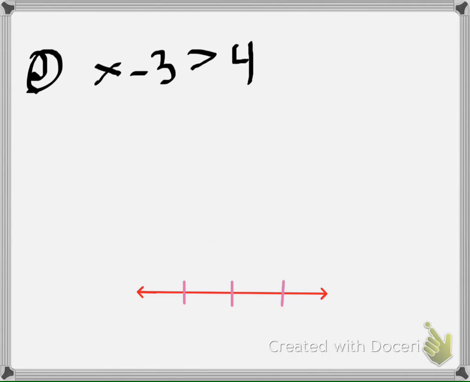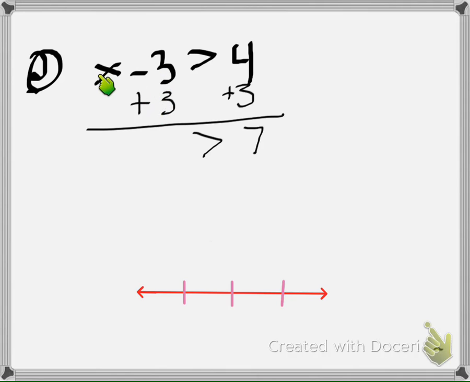Alright, to get the x by itself, I have to add 3 to both sides. That's going to give me 7, and I bring down my inequality sign. And negative 3 and positive 3 is nothing, so all I have left over this side is x. Now I read this as x is greater than 7.